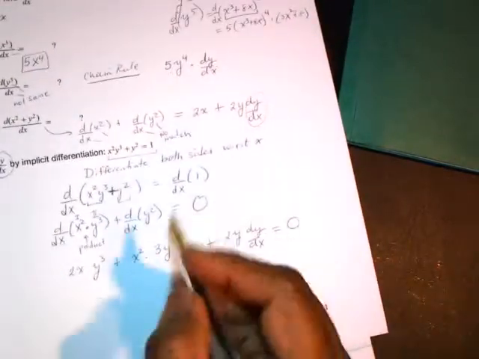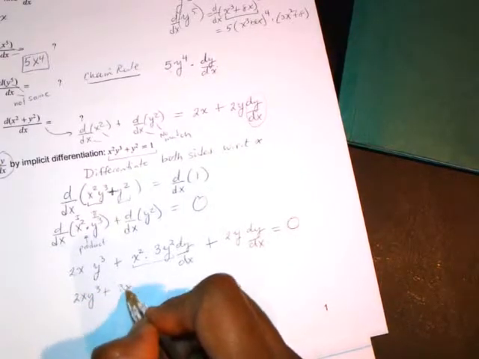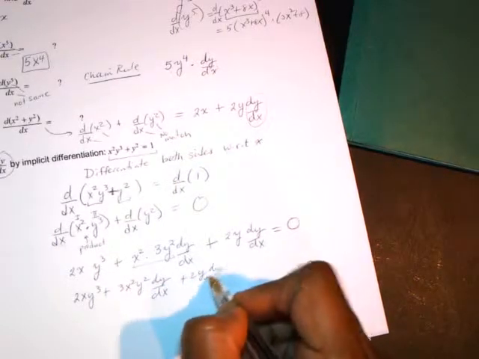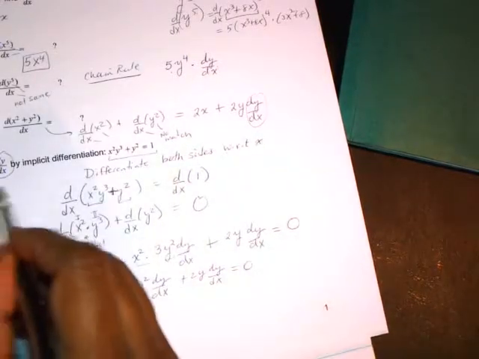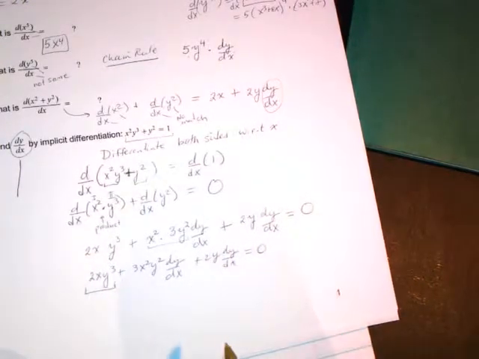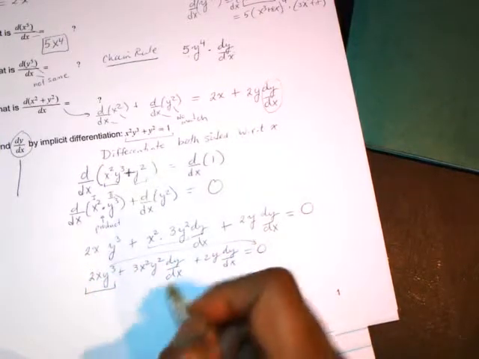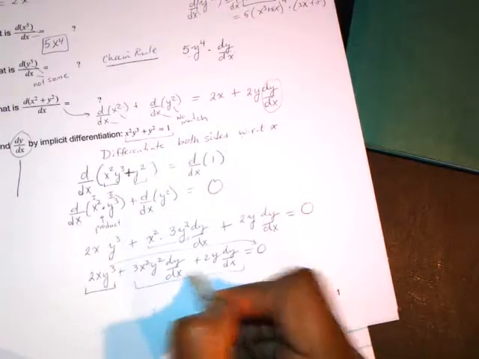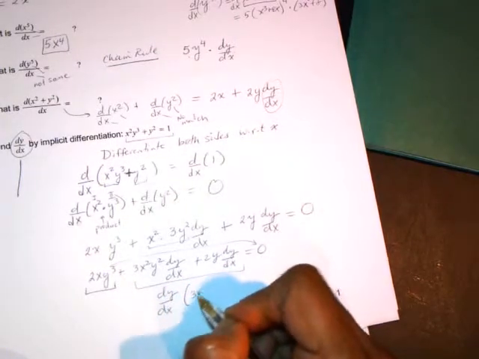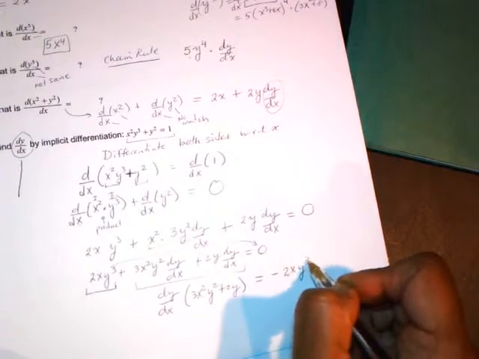Now we need to do some cleaning up. This is 2xy cubed plus 3x squared y squared dy/dx plus 2y dy/dx equals 0. Our goal is to find dy/dx. This term does not have a dy/dx, so it's going to go to the other side. Send it over to the right side. And on this side, dy/dx is in two spots, so we're going to factor it out. So you have dy/dx times (3x squared y squared plus 2y) equals negative 2xy cubed.